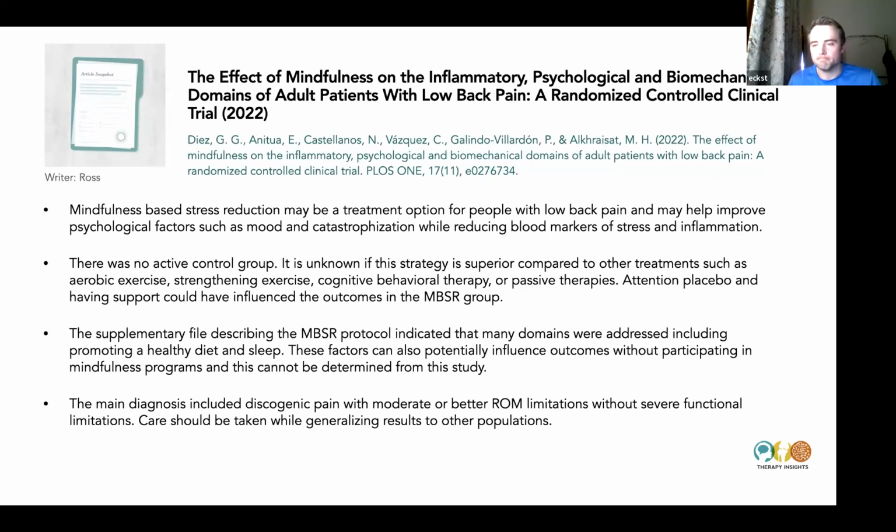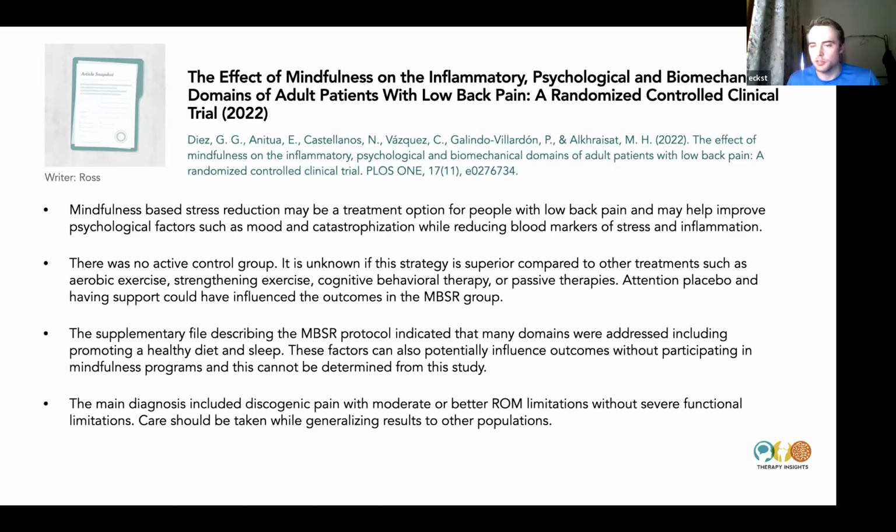So that being said, they did find improvement in catastrophization and in blood markers of stress and inflammation with this approach, which is pretty interesting. Essentially, it just goes to show that this is at least a treatment option for people who catastrophize. And one thing that I wish we could have seen is if they compared it to just regular aerobic exercise. We know aerobic exercise has systemic anti-inflammatory effects, so it would be nice to see it compared to cycling or something a little bit more active.